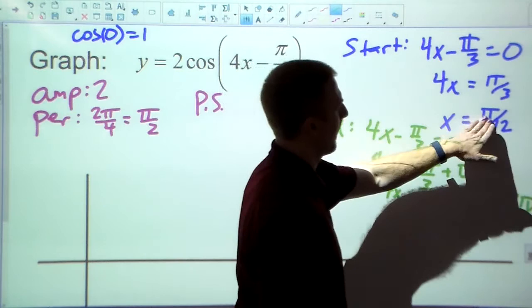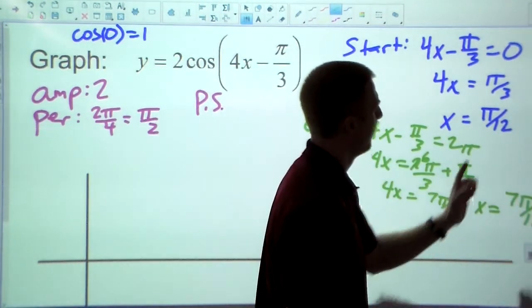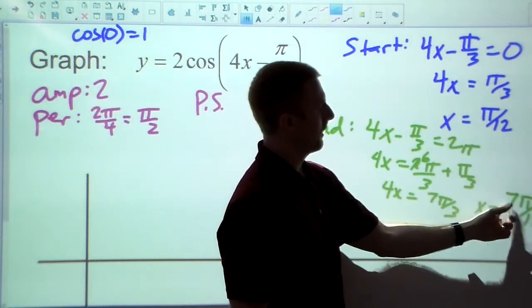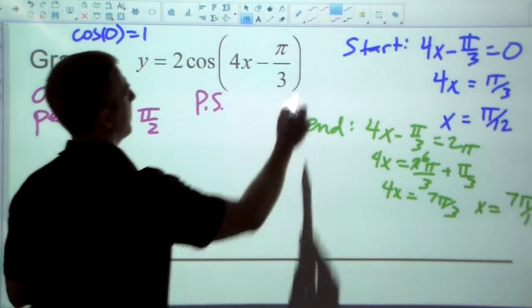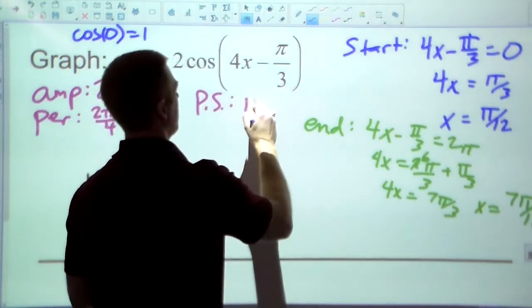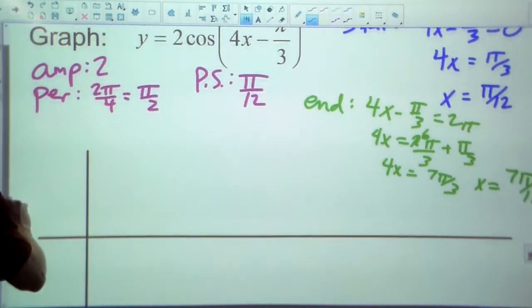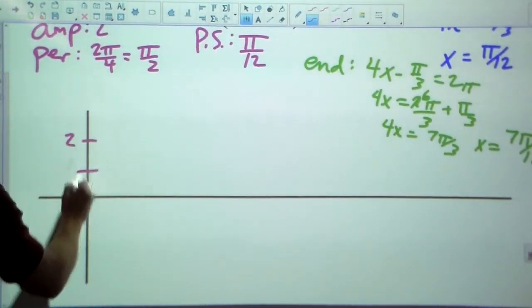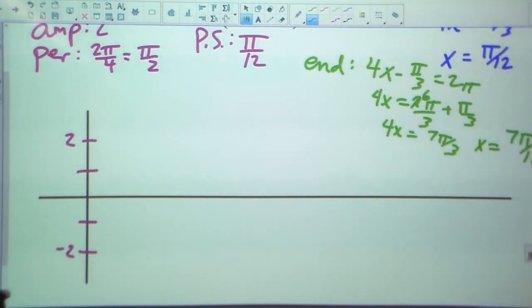Now, again, quick check. Let's see if the distance between those is equal to what we expected our period to be. Well, that would be 6 pi over 12, which is pi over 2. And that's exactly what we expected, so that looks good. Phase shift is basically the same thing as your starting point, so pi over 12. So let's go down and get this stuff in. Amplitude, I'm going to go ahead and put the negative 2 and positive 2 on the y-axis. All right, I want to start with pi over 12 and end at 7 pi over 12.